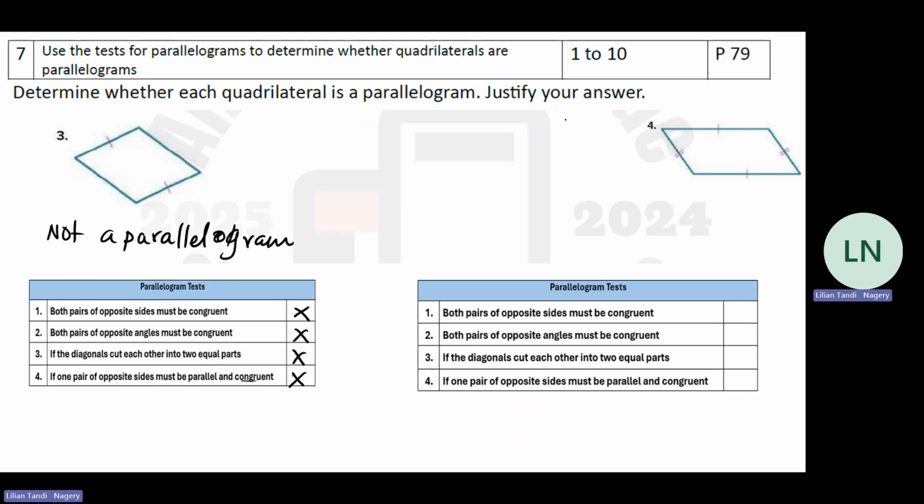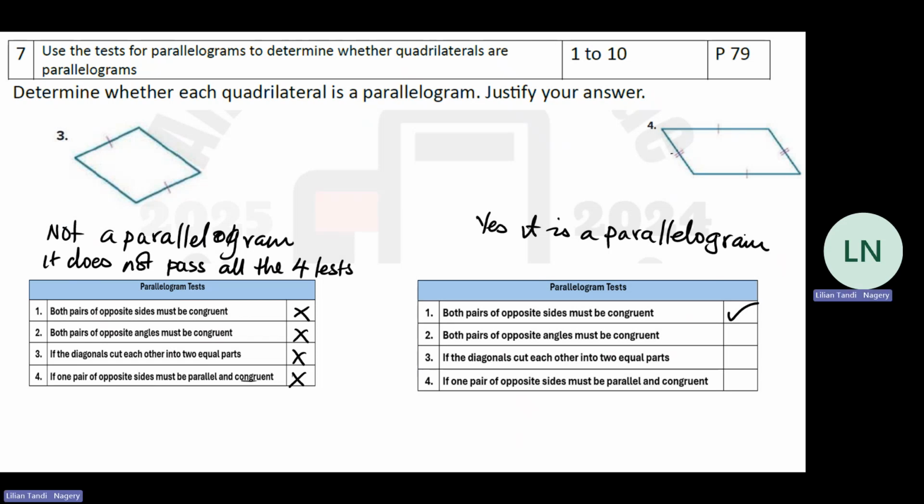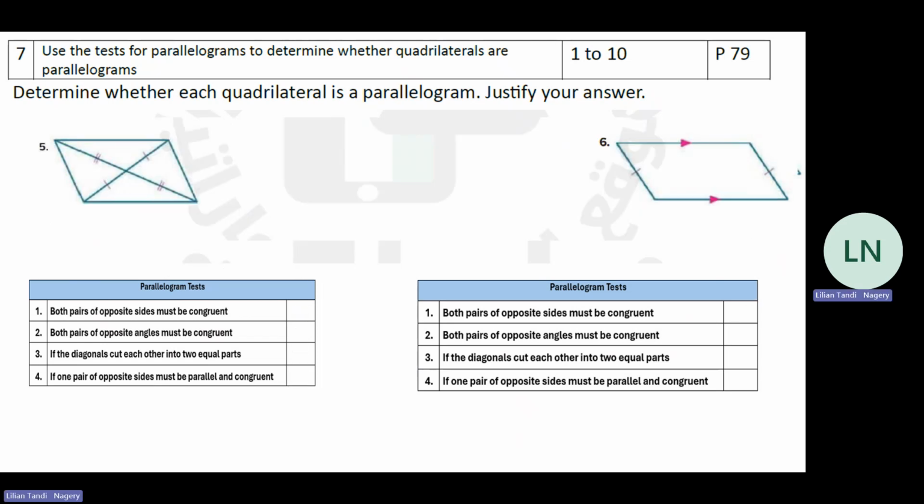And then they said to justify my answer: it does not pass all my 4 tests. Okay? All right, so let's do this one. Both pairs of opposite sides must be congruent. Opposite sides are congruent, and there are 2 pairs. Okay, so yes, it is a parallelogram.